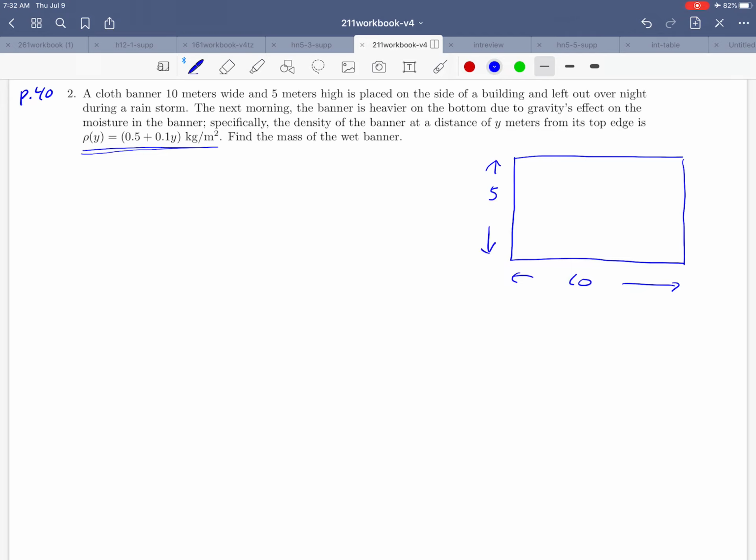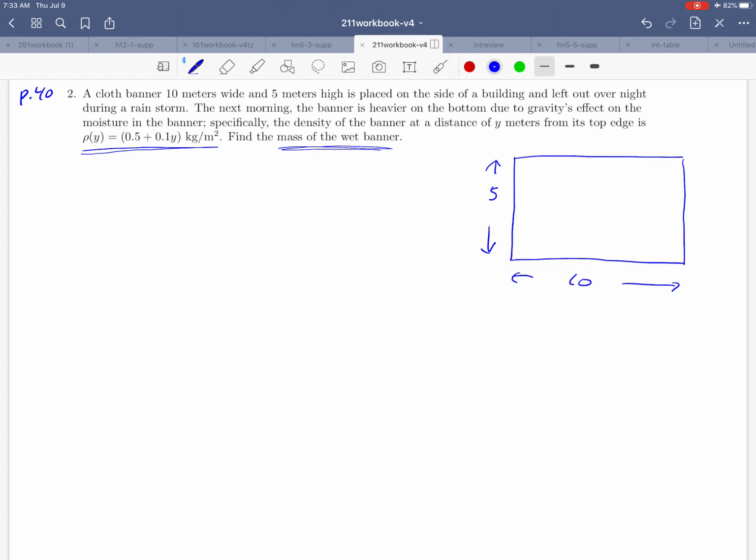Okay, well, how would we find the mass of the banner? Well, this is similar to the problem that we did with finding the population of the city a while ago. The difficulty is that the density is not constant. It changes depending on where we're at in the banner. So we'd like to slice this into strips, just like we did with the city.